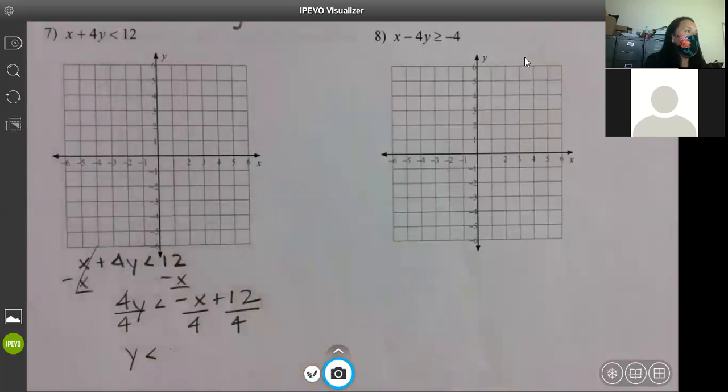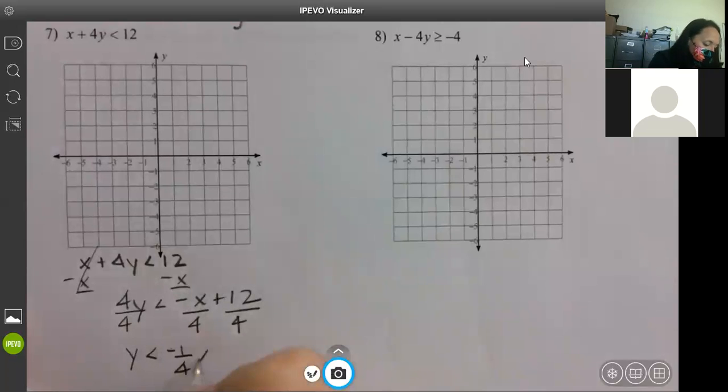Yeah, but what's the number? The whole number in front of x. What am I going to write right here? What's this say? 1 over 4. Thank you. Negative 1/4 x. What's 12 divided by 4? 3. So now I have it in y equals form.